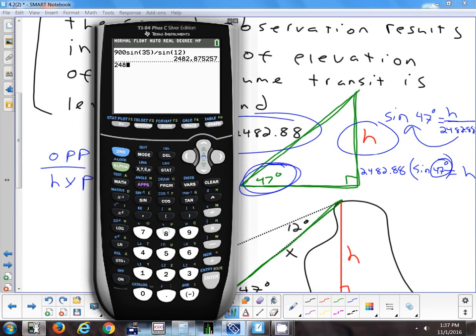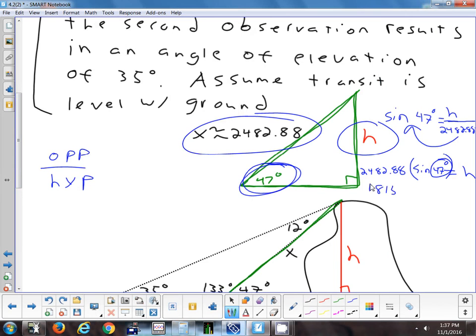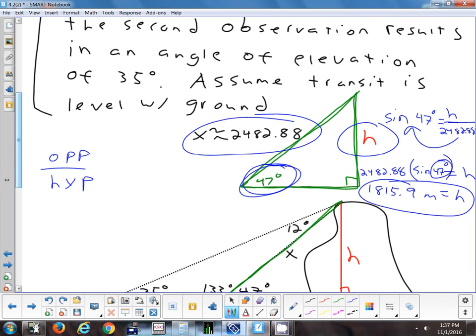All right, so 2,482.88 sine 47. So our mountain is 1,815.9 meters. Would that not be considered a mountain? Well, that's pretty tall. I mean, that's in meters. Roughly, if you triple it and then add a little more, that's what it would be in feet. So not as tall as Mount Washington, but certainly a lot taller than Mount Monadnock, if you know that one. So it's a pretty decent mountain. Compared to mountains out west, like in Colorado or Alaska, that's a baby mountain.